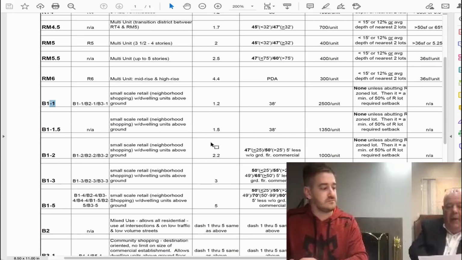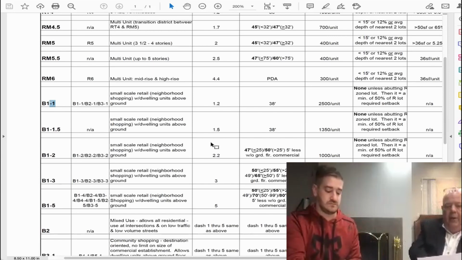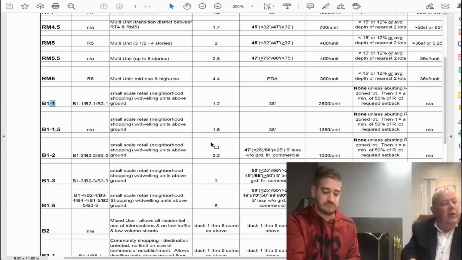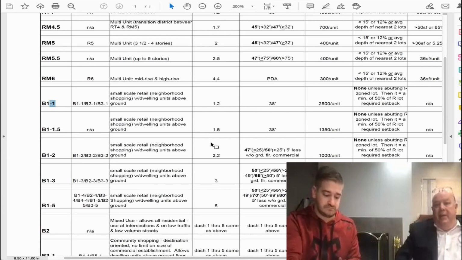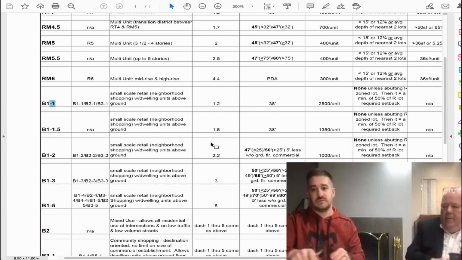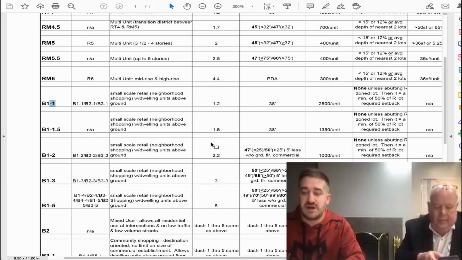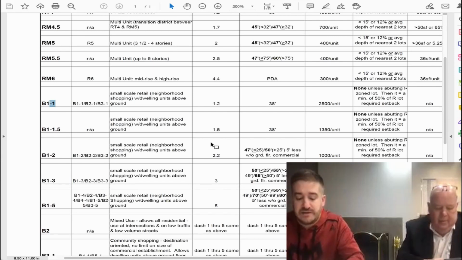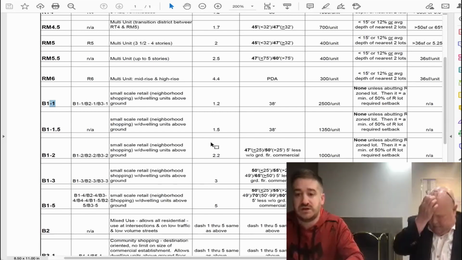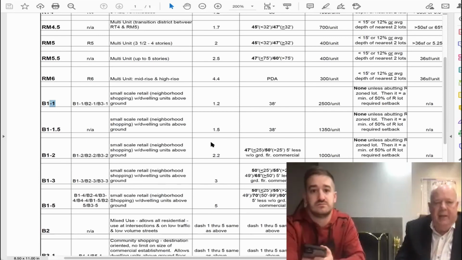So if you go all the way up to B12, it says 2.2 is the FAR. So we have 3,104 square feet times 2.2 is what you're allowed to build. So you would take that 3,104 and for the floor area ratio, you multiply 3,104 times 2.2. So you're allowed to build 6,828 feet on this property. Does everyone understand how we got to that? If you have a question, certainly ask.